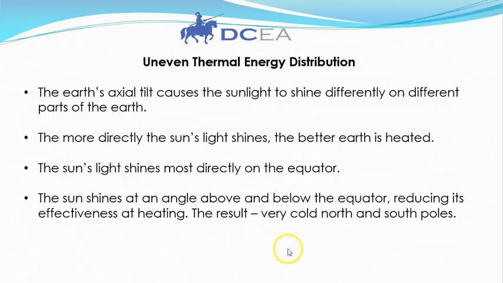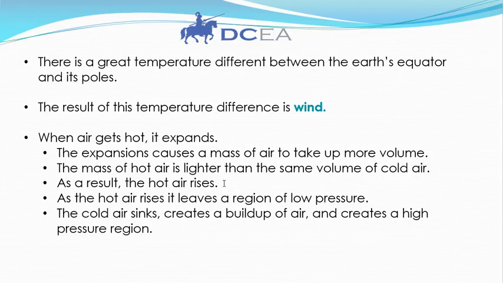So the result is it's very cold on the north and south poles, because of the angle of the sun shining. The angle is what changes whether things are hotter or cooler. And because it shines directly on the equator, that's why it's very warm there. This creates a very great temperature difference between the Earth's equator and its poles. And the result of this temperature difference is what we know of as wind.